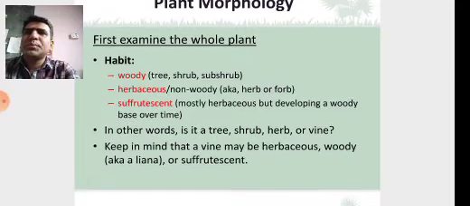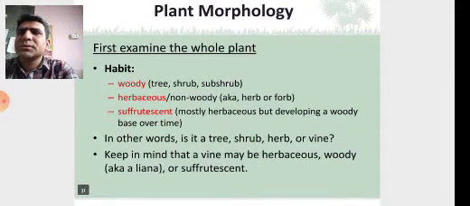So again, plant morphology consists of the habit. The habit may be woody, herbaceous, or suffrutescent. Herbaceous means non-woody. Woody includes tree, shrub and subshrub. So these come under morphology. In other words, is it a tree, herb, or shrub?